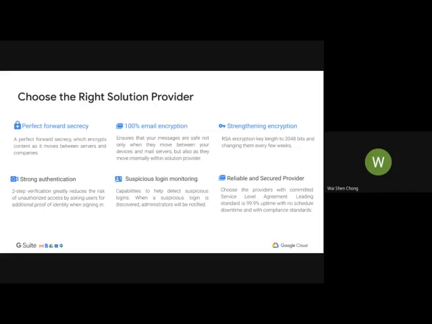And of course, you must have a solution provider consistently using a high level of encryption. For example, with G Suite, we use an RSA encryption key length of 2048 bits and change the keys every few weeks. And of course, strong authentication, we've talked about it. You need to have support for two-step verification to reduce the risk of unauthorized access.